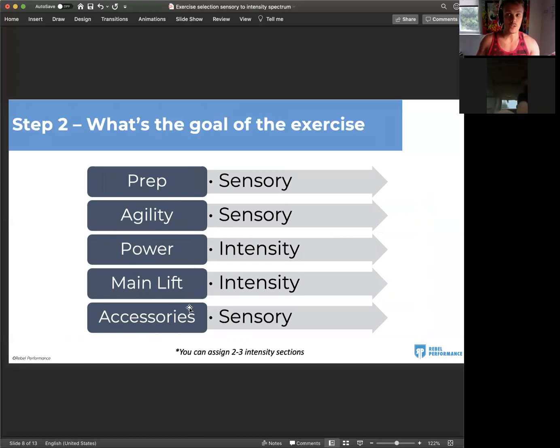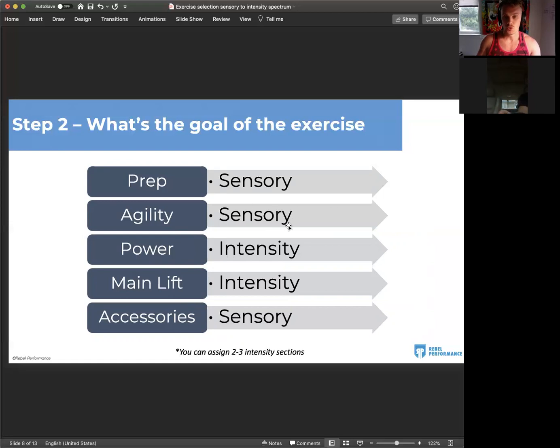Where do you want to push the gas pedal and chase max force, max velocities, max power? Where do you want to back off and go slower, focus a little bit more on movement, focus a little bit more on feel, focus maybe a little bit more on hypertrophy, right? So here's an example of how I would lay out a training day.